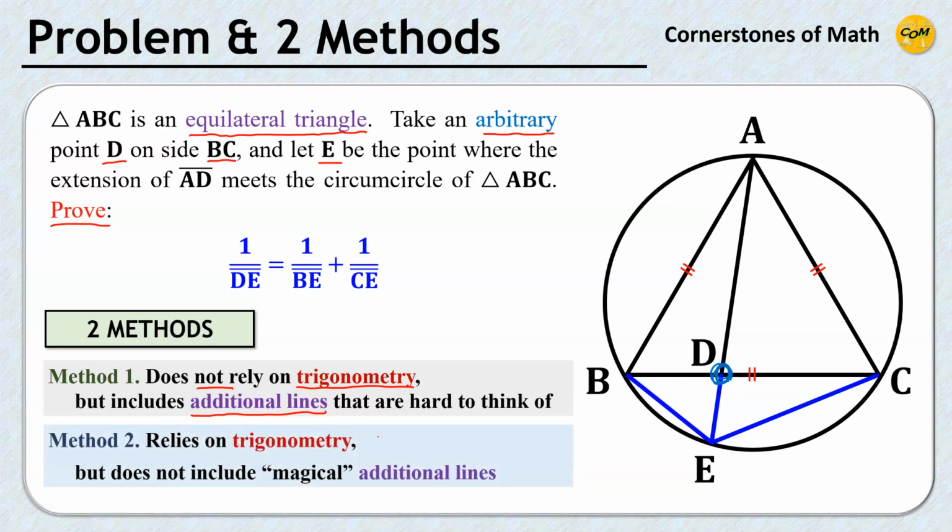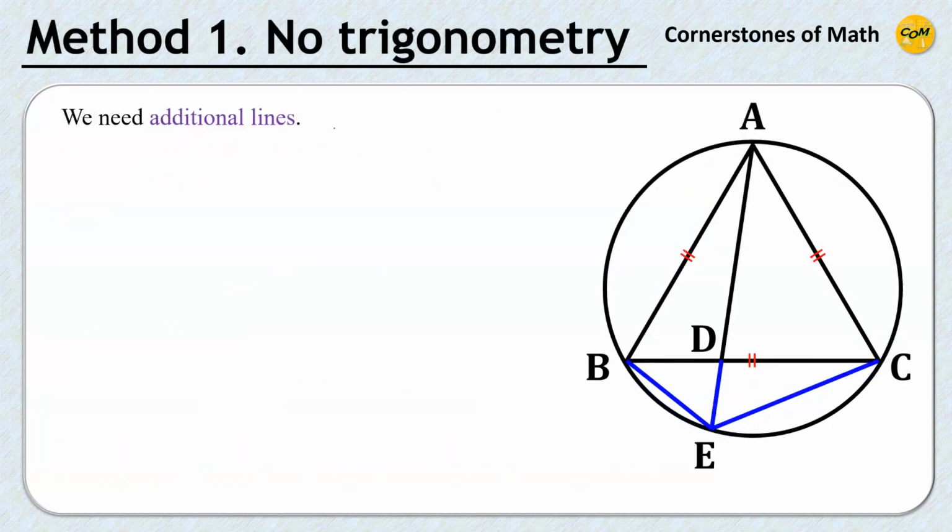The second method is quite obvious at this point. It is the trigonometric method. This method has an advantage that we do not have to draw some magical additional lines that seem like coming out of nowhere. We can solve the problem using exactly what is presented in this figure right here. So let's get started. So first, a non-trigonometric method.